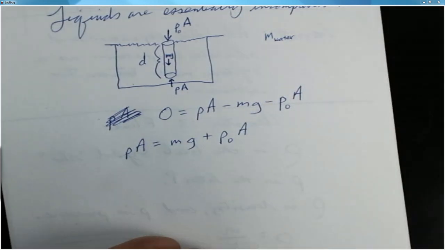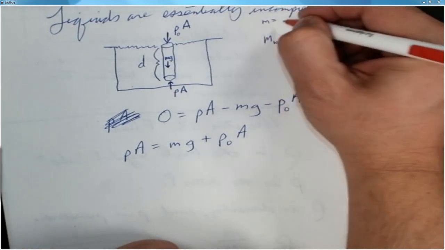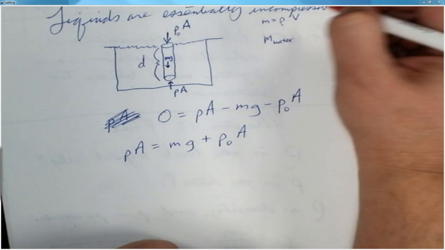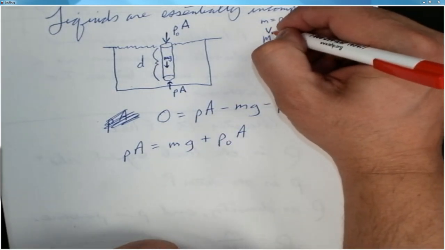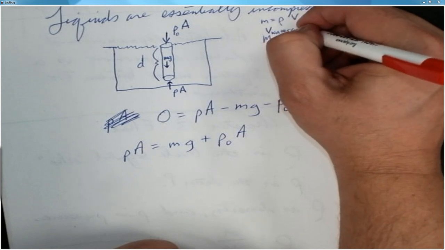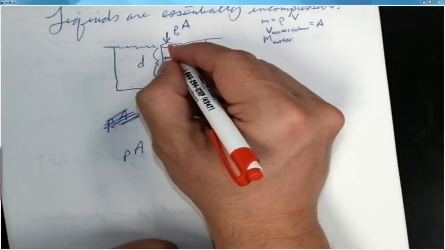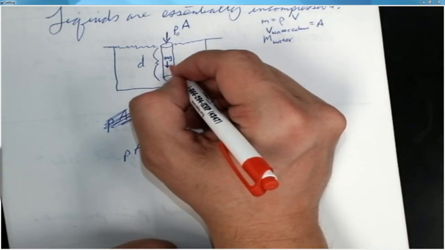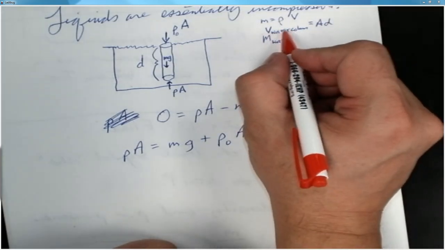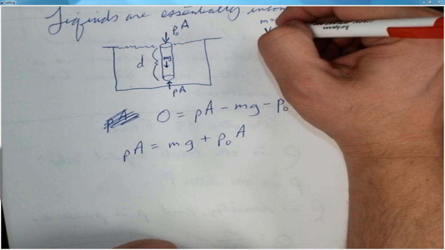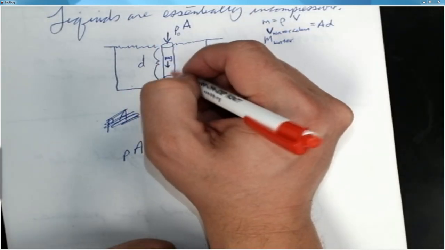Way back earlier when I first started talking to you tonight, I said that mass is equal to the density times the volume. But also the volume of the water column is going to be equal to the cross-sectional area of the water column multiplied by the distance of the water column. You see that? How much water is in there? Well, it's the area here multiplied by the distance.